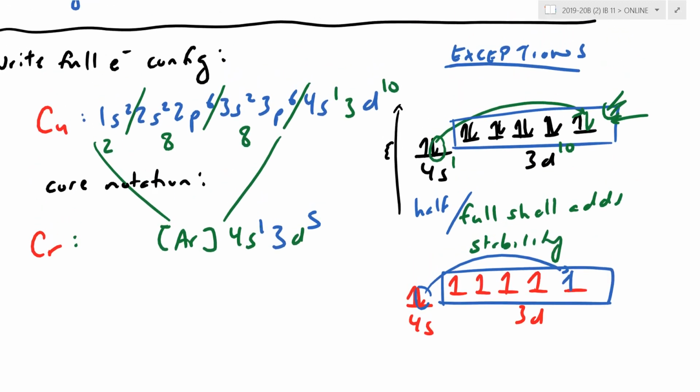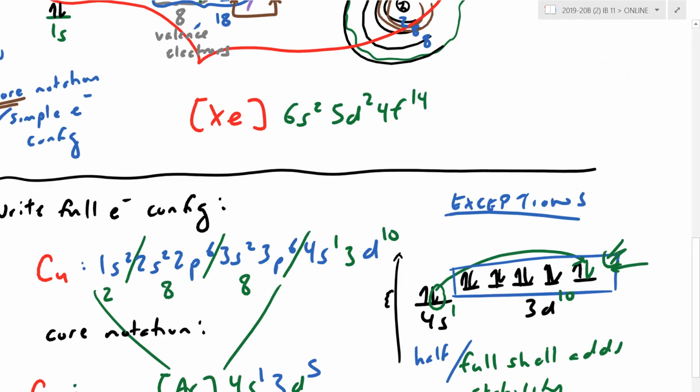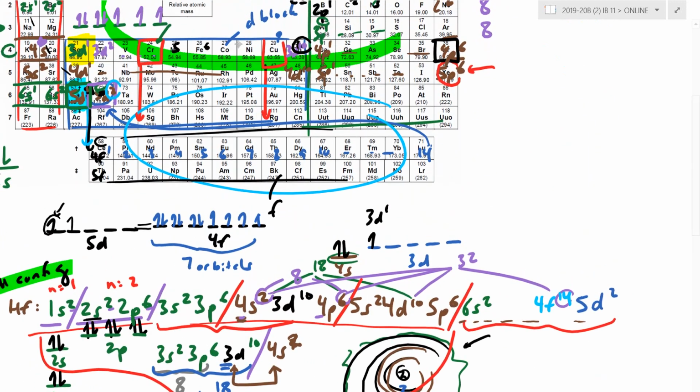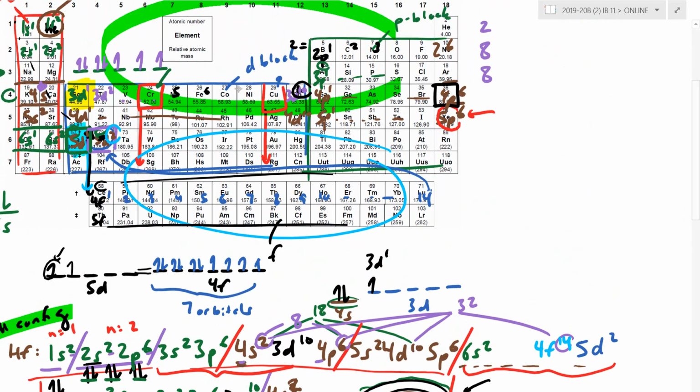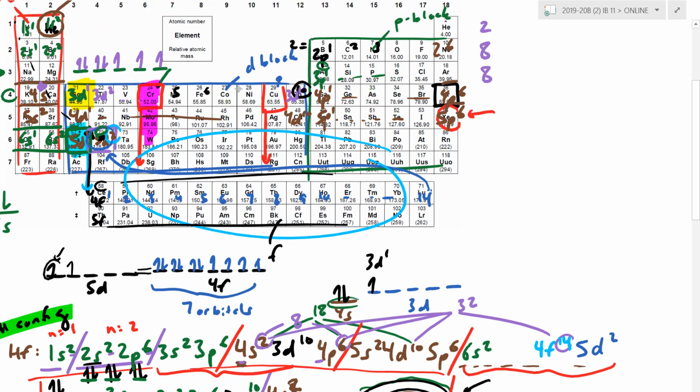Does this apply for anything else? These exact exceptions would apply for the elements directly beneath it. Because if you think about going from chromium to molybdenum to tungsten, molybdenum would have the same configuration as chromium. It's just going to be row 4d instead of 3d. It would have been a 5s2, 4d4. Again, we're going to promote one of the s electrons up, 5s1, make it a 4d5.